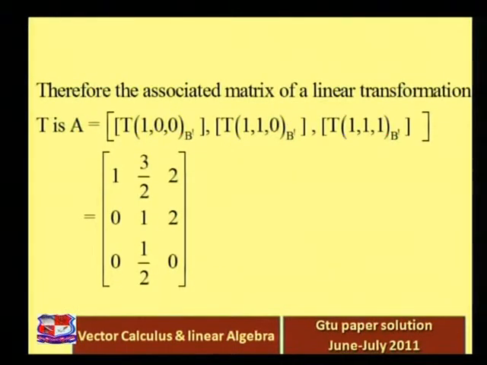Therefore, the associated matrix of the linear transformation T has columns T(1, 0, 0), T(1, 1, 0), and T(1, 1, 1), each with respect to the basis B'. The first column is (1, 0, 0), the second column is (3/2, 1, 1/2), and the third column is (2, 2, 0). Okay, so let's complete this question number 4, and we will see only for this time.